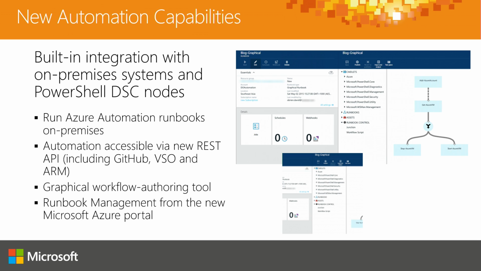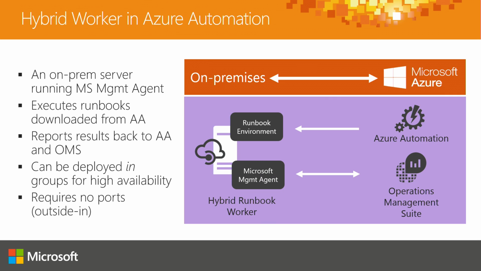So if I apply a DSC configuration that's set to install the IIS web server role on a virtual machine, the first time it applies, it's going to do that, and each time it comes back and checks, it's not going to reinstall it. It's simply going to ensure that it's present before moving on. The graphical authoring tool we'll get a look at in just a minute, and we can manage all of our runbooks from the portal, as you've already seen us doing. So very simple in that respect.